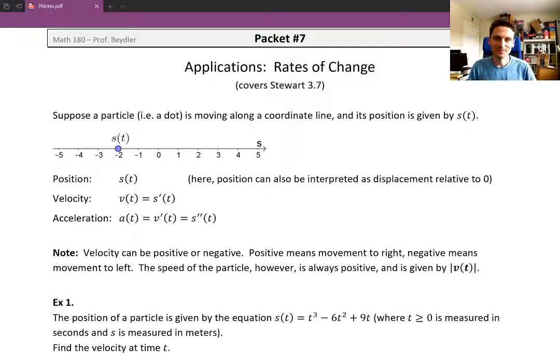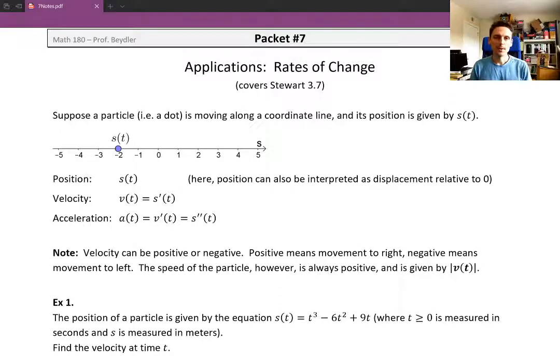Hello and welcome. In this video, we're going to explore three totally different situations where the derivative arises: motion, geometry, and density. The first one, motion, is something that we've talked about in a previous packet, back in packet 4.